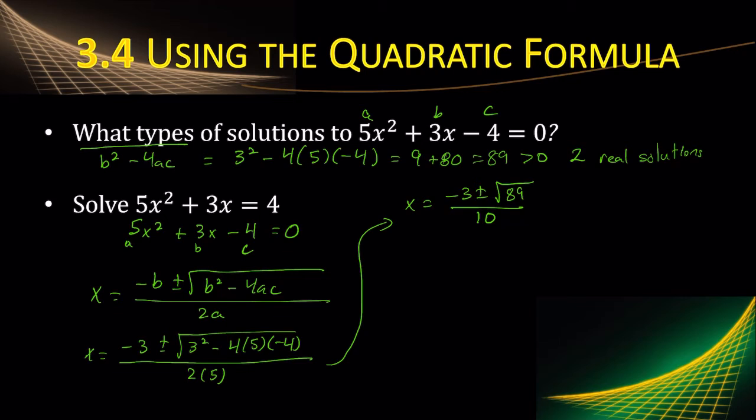And you say, oh, can we simplify the square root of 89? And try to think of what times what makes 89. Nothing, that's a perfect square. Therefore, that is the solution. We have two of them. Negative 3 plus the square root of 89 over 10, and negative 3 minus the square root of 89 over 10. Notice it's two real solutions.